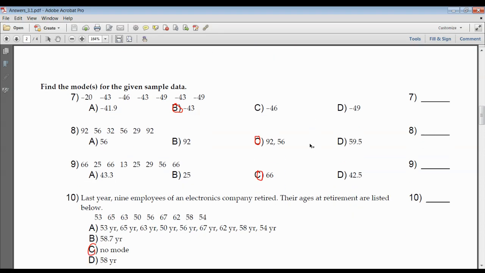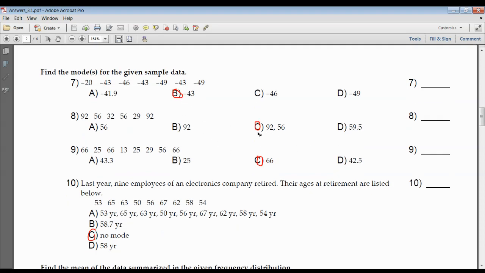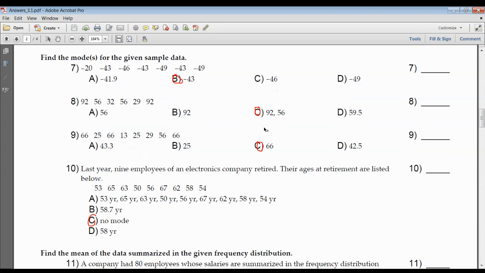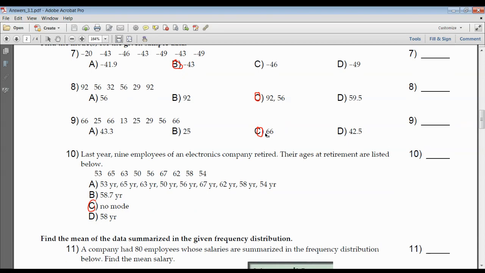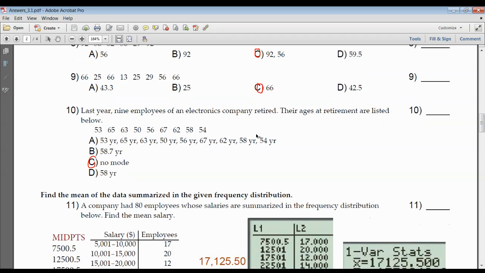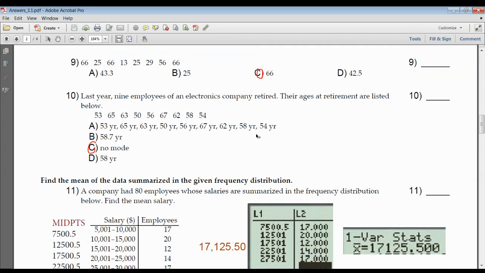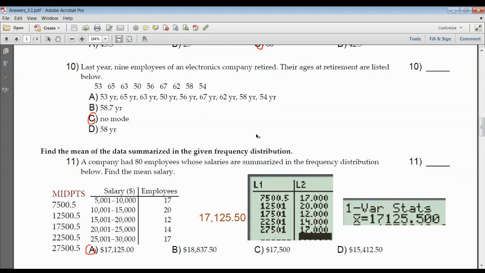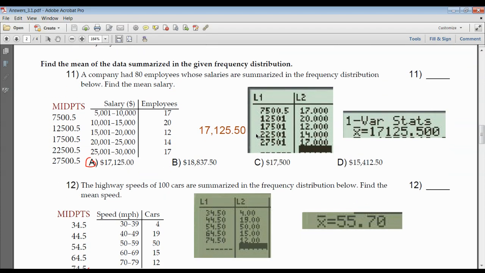What number occurs most often? Number 8, here there were 2 numbers, the 92 and the 56, both appear twice. This set would be known as bimodal. Number 9, the number 66 appeared most often. It appeared twice. And number 10, there was no age that appeared any more frequently than anything else, so there was no mode. Number 11, here's the deal.